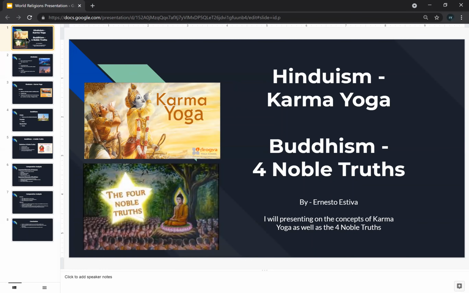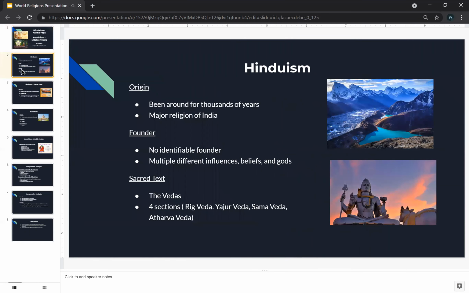So for Hinduism, the origin actually started thousands of years ago, and it's actually the major religion of India. It constantly had new streams of influences, enabling the growth in terms of the origin of Hinduism. Hinduism is interesting actually because it has no identifiable founder. Multiple different influences, beliefs in gods is what Hinduism is based on. So there's not just one god, but there's many different gods that is a part of Hinduism.